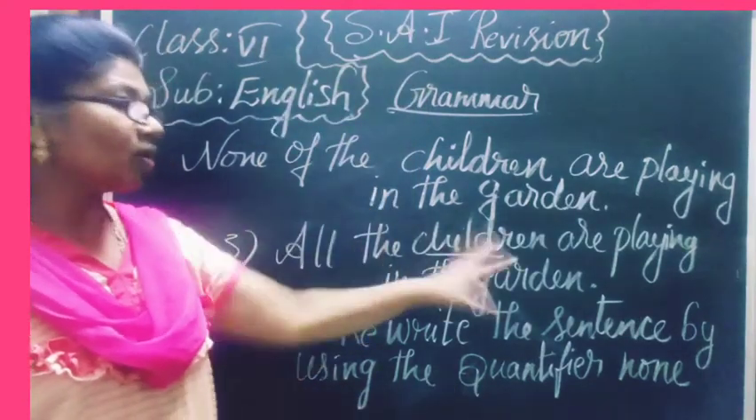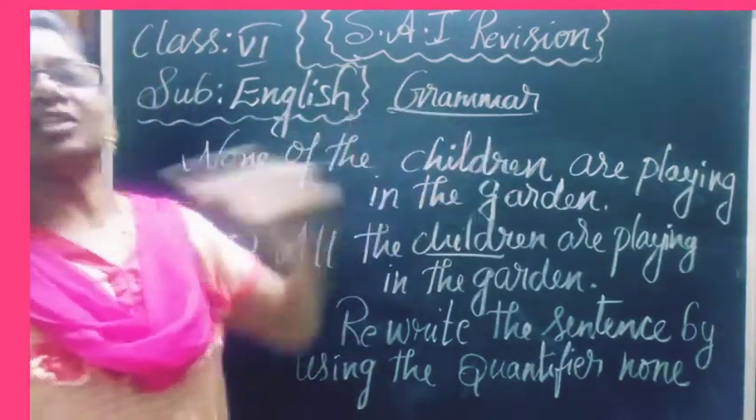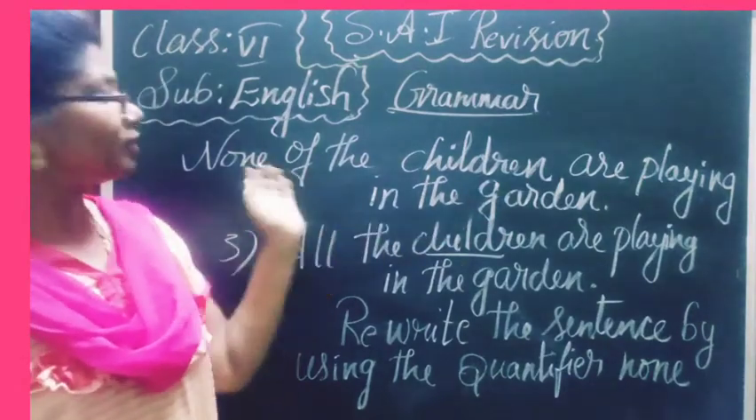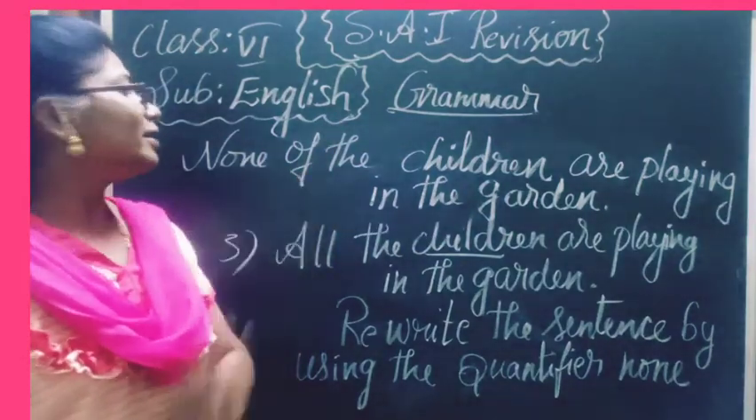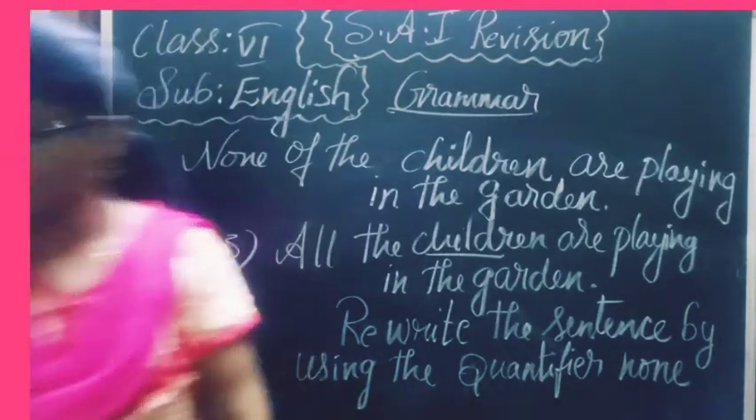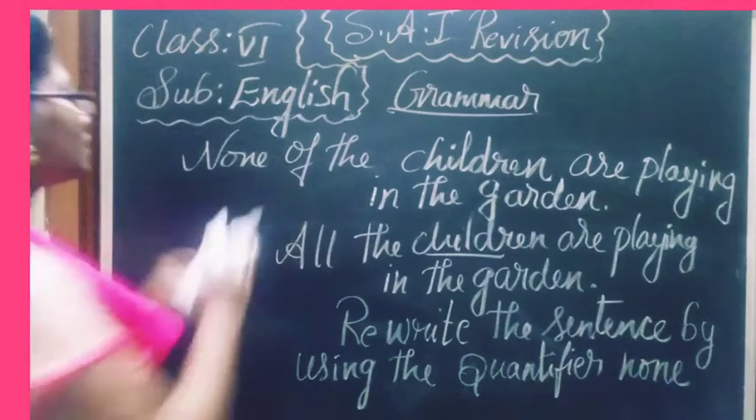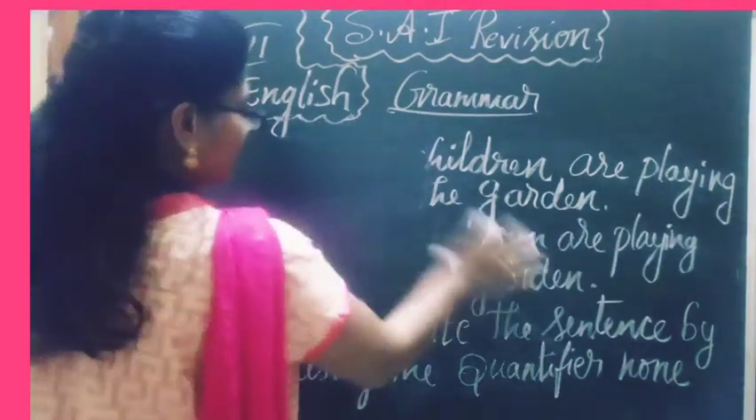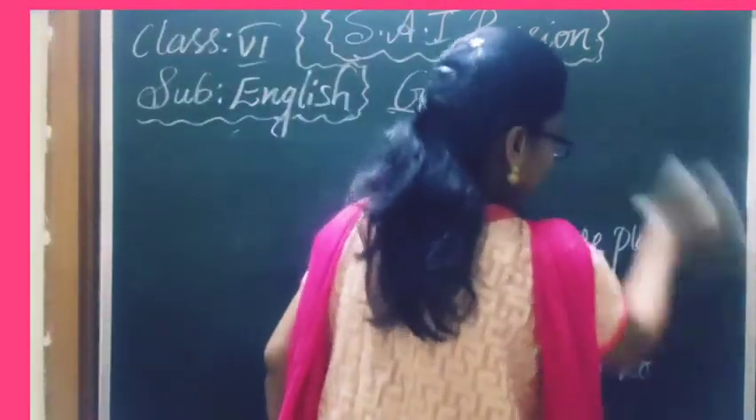Here it is, all the children are playing. So, no one is playing there. Or you could write, if you want to say no one, then none of the children is playing in the garden. Hope you understood. And let us go with the next question, the next kind of question in your exam.